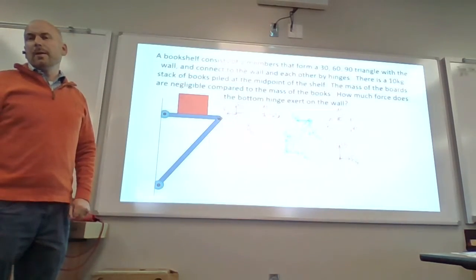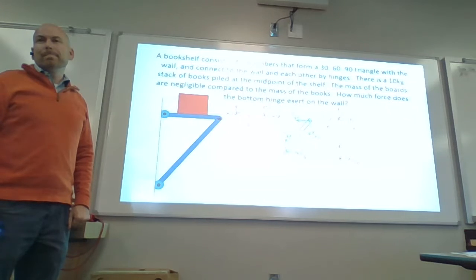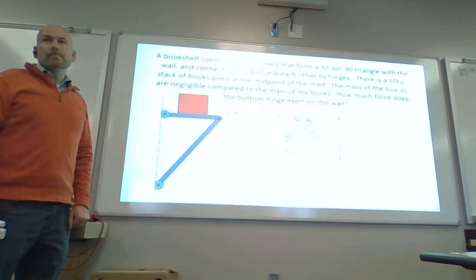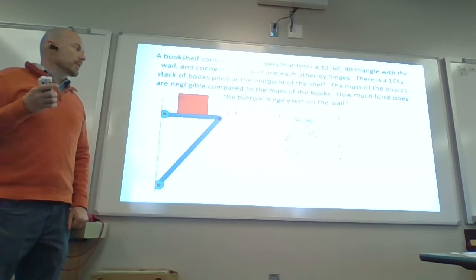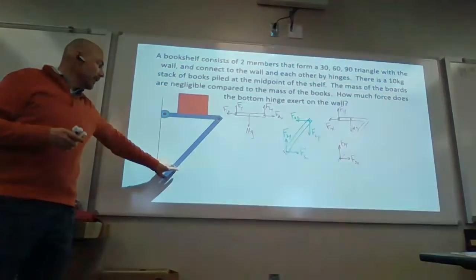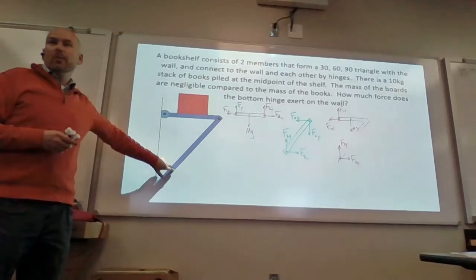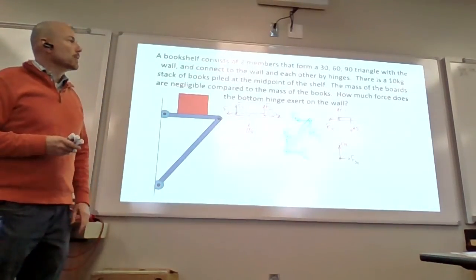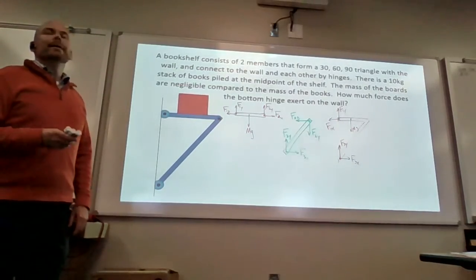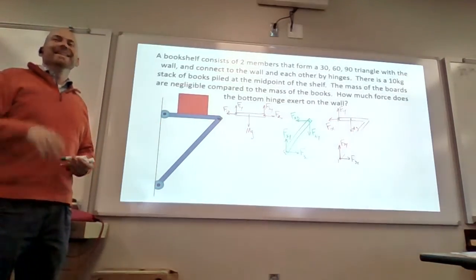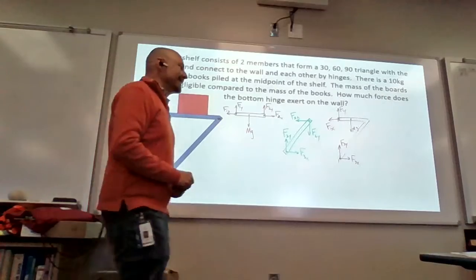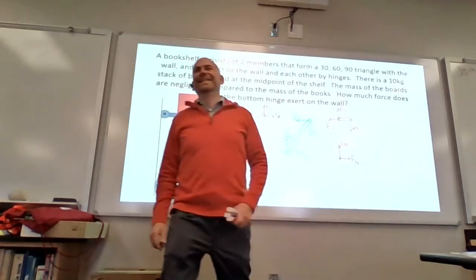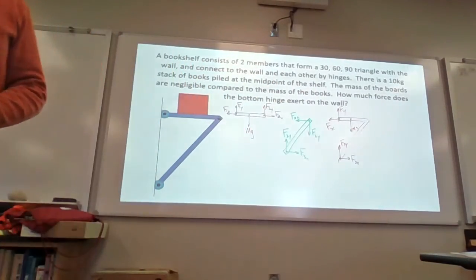We're finding the force that the bottom hinge exerts on the wall, which is going to be this way. We're finding the force that the bottom hinge exerts on this member, not on the wall, but on the brace. Oh, the question asks how much force the bottom hinge exerts on the wall? Good call. Yes, that'll be the Newton's third law pair. That's why we know it has to go this way, because it's going to be the opposite.